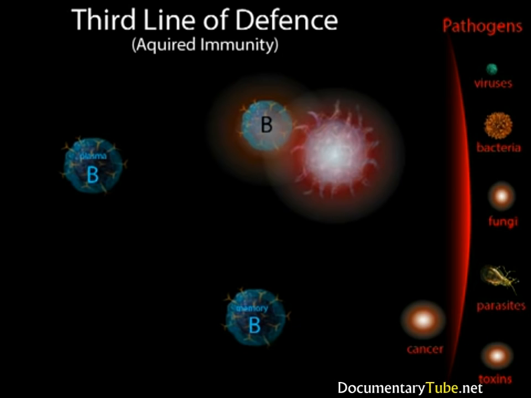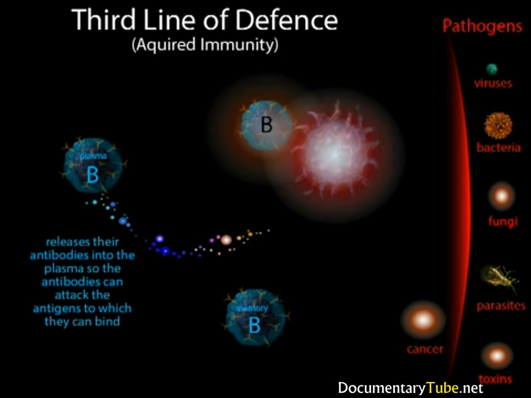The plasma B cells release their antibodies into the plasma so that the antibodies can attack the antigen to which they can bind. After the infection, most B cells die, but the memory B cells are long-lived B cells which do not release their antibodies. Instead, they circulate in the body waiting for the next attack by the antigen. This allows the body to respond quickly to any subsequent infection by the same antigen.